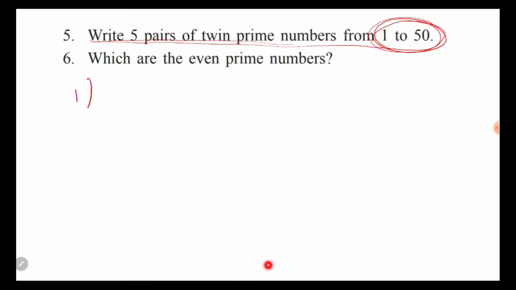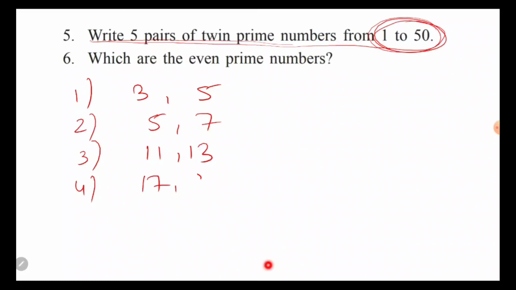So first pair will be what? 3 and 5. 3 and 5 will be the first pair of twin prime numbers. Next will be 5 and 7. उसके बाद जो है आएंगे 7 and 9 cannot be a prime number. Again 10 भी नहीं होता है. 11 and 13. Okay, 11 and 13 will be your next pair. After that 13 and 15 cannot be twin prime numbers because 15 जो है वो 3 के table में आता है. Okay, so next will be 17 and 19. Fourth one will be 17 and 19.